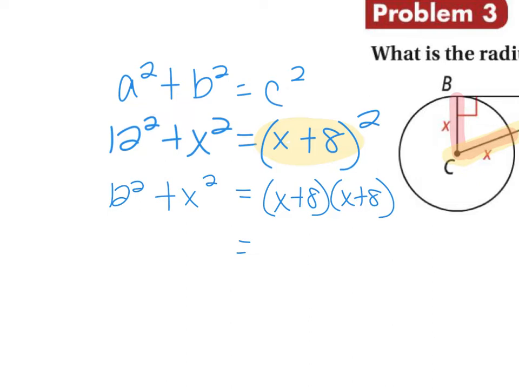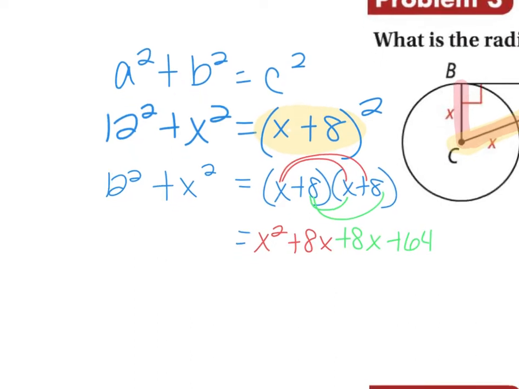And I just dropped everything on the left side down. So I have X times X, which is X squared, X times 8, which is 8X, 8 times X, which is 8X, and then 8 times 8, which gives me 64.